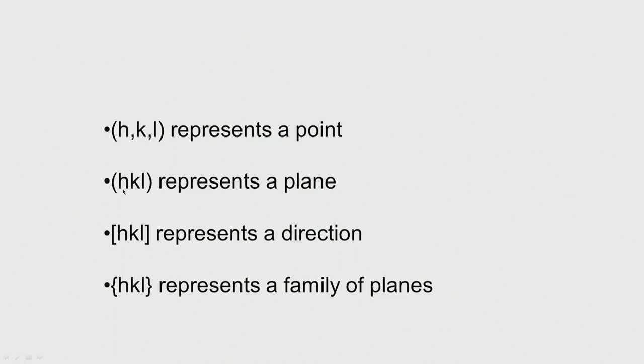If we represent it like this, in parentheses, it represents a plane. If it is represented like this, with commas, it represents a point. If you represent it like this, with square brackets, then we are talking about a direction from the origin in 3 dimensions, and if you use this other type of bracket, it represents a family of planes. We will look at it in more detail.